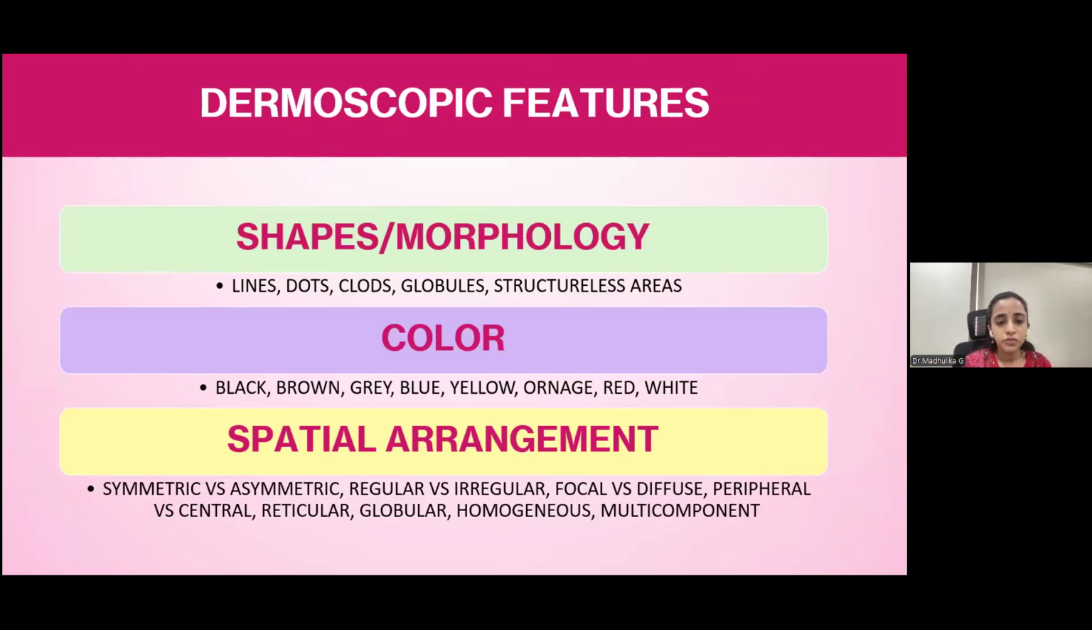Next slide. Yeah. So dermoscopic features: when you look at a skin lesion through a dermoscope, there are certain things that are visible to us. They can be shapes like lines, dots, clots, globules, etc., and the color of these shapes, whether it is black, brown, gray, blue, yellow, orange, red, white, so many. And how these colored shapes are arranged within the lesion, whether they're symmetric or asymmetric, irregular or regular, focal or diffusely arranged, peripheral or central. So many different kinds of spatial arrangements. This is the basis of all the features that you see on dermoscopy. Next slide.